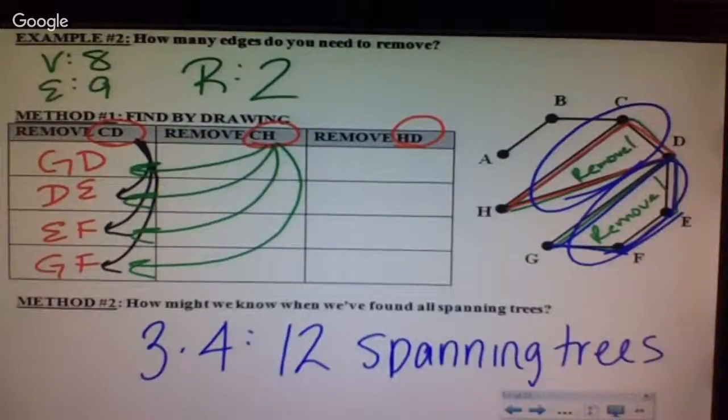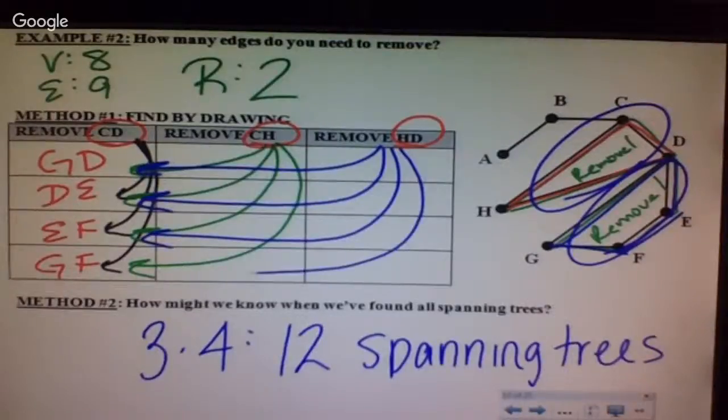So those are your next 4 options. And then finally, I've got these last options. I can remove HG and GD, HD and DE, HD and EF, HD and GF. So that's where all of your options come from. I can remove 1 side from the 3 and all 4 sides of the next one, or another side from the first one and then one of the other ones. So when you have two separate circuits, you multiply how many options you have for each to get your spanning trees.